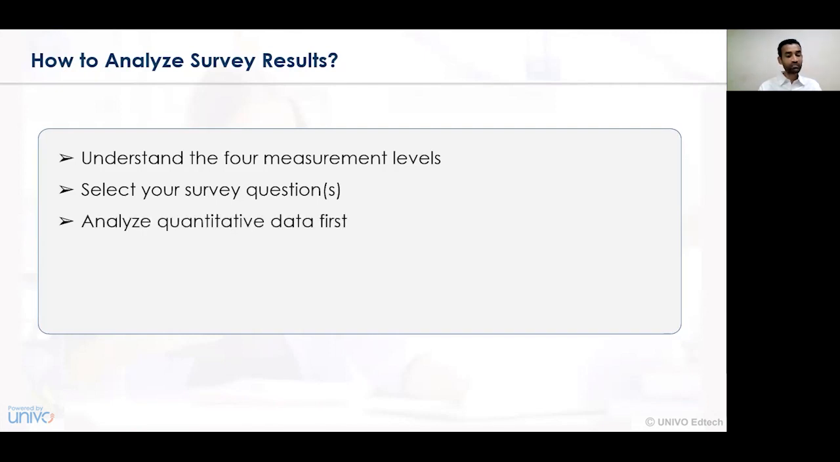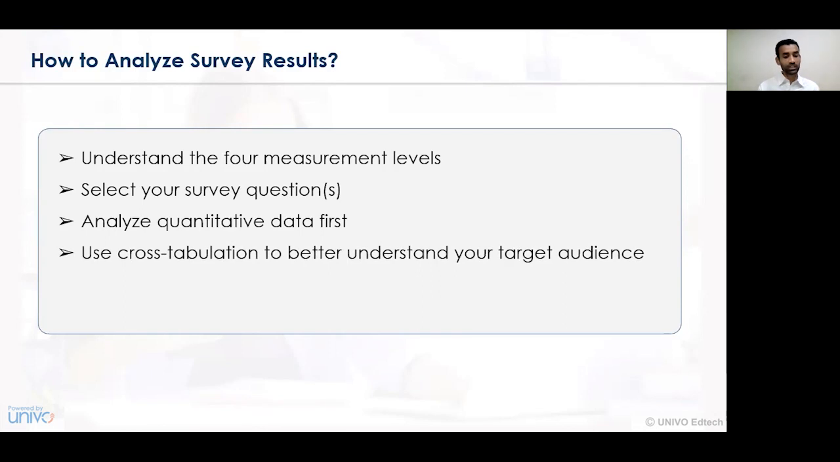Analyzing the quantitative data first. Making an analysis and interpretation of quantitative data is very simple, and hence it is highly recommended that we first analyze the quantitative data and then move towards the qualitative data for its analysis. Using cross tabulation to better understand your target audience. We must always apply the various tools and techniques of cross tabulation, and accordingly the target audience needs to be selected and the results must be communicated to the individuals.